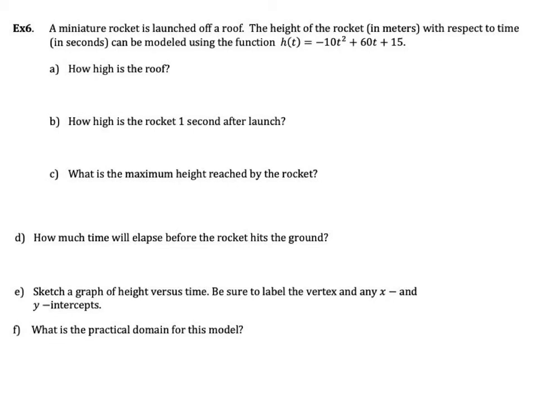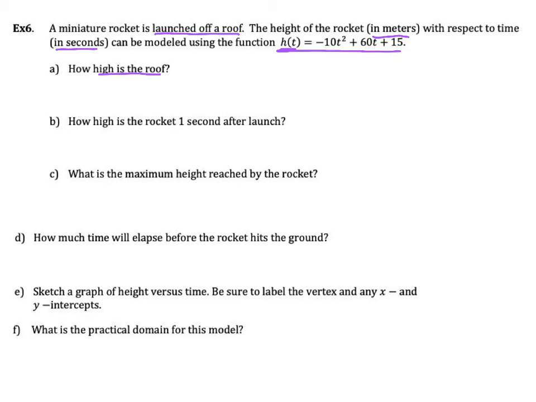The height of the rocket in meters with respect to time in seconds can be modeled by this function. So the height at any given time would be negative 10t squared plus 60t plus 15. So how high is the roof? Well, the miniature rocket is launched off the roof, which means at the very start it's on the roof.